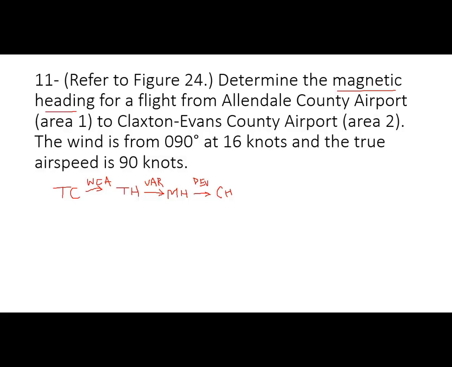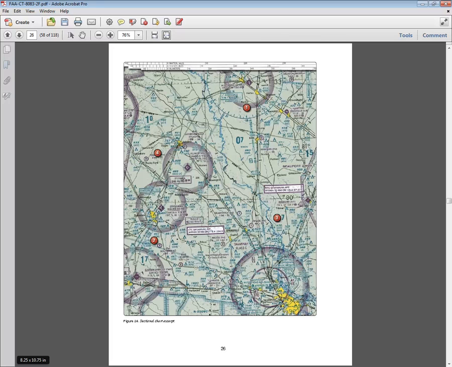So the way you'll do that is you'll bring up figure 24, and they said this is a flight from Allendale County Airport to Claxton Evans County Airport. If you take your plotter and measure the direction, your true course, on the chart, I get a true course of about 212 degrees. So from Allendale County down to Claxton Evans is about 212 degrees.